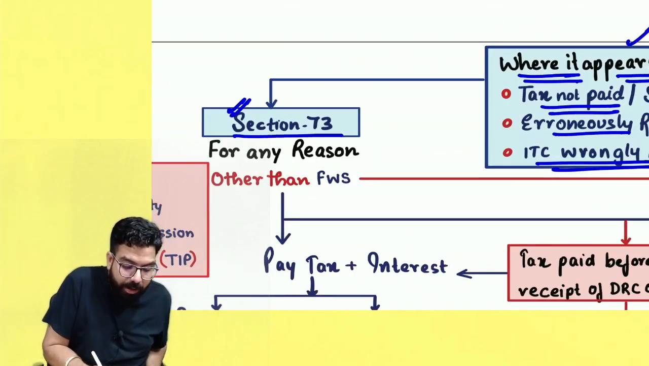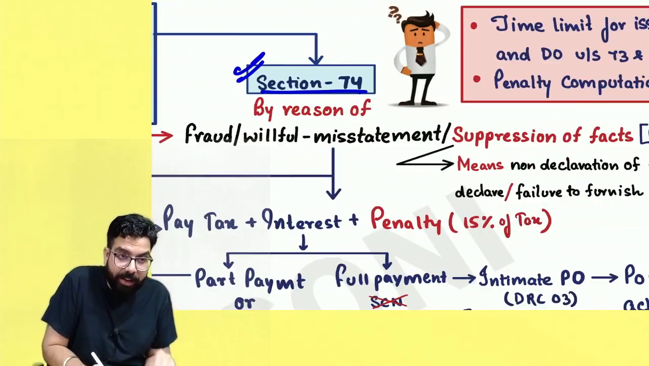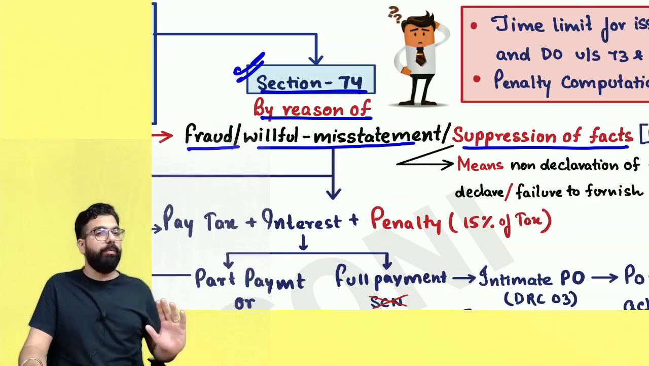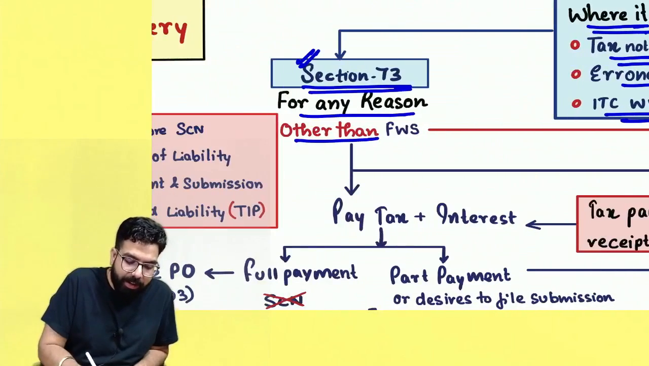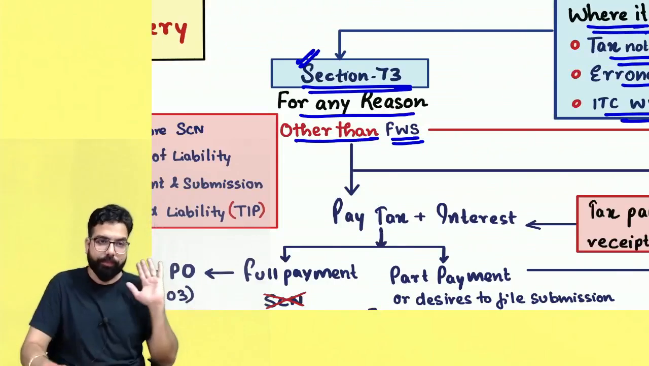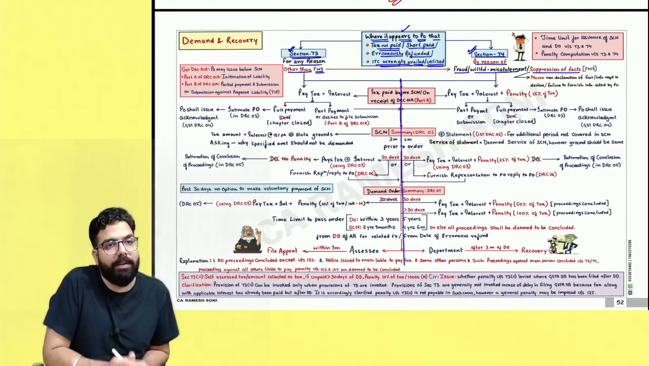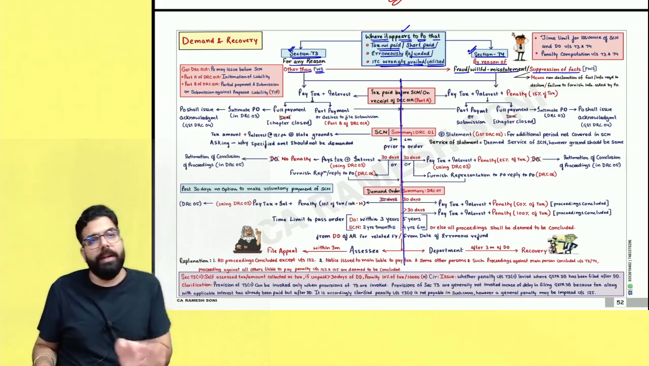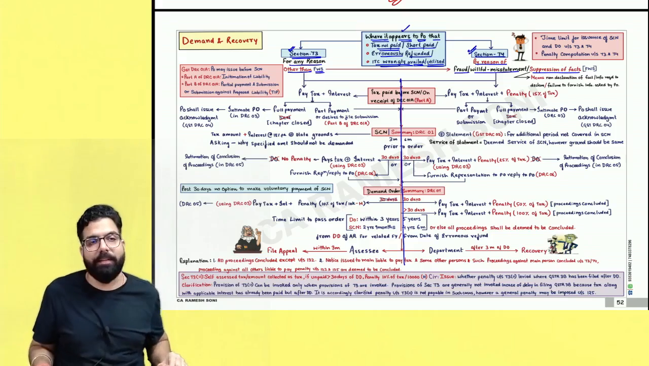Section number 73 is, sir, whenever it's a bona fide situation, basically not a situation where the officer has reason to believe that it is fraud, willful misstatement or suppression of fact. Remember, whenever it is fraud, willful misstatement or suppression of fact, then section number 74 gets initiated. But for any other reason other than fraud, willful misstatement or suppression of fact, section number 73 proceedings will be done. So I have written both sides over here. If you divide it in half, the left side is the 73 proceeding, the right side is the section number 74 proceedings. First, let's understand 73, then we'll replicate it, because what is in 73 is replicated exactly with minor differences in section number 74.